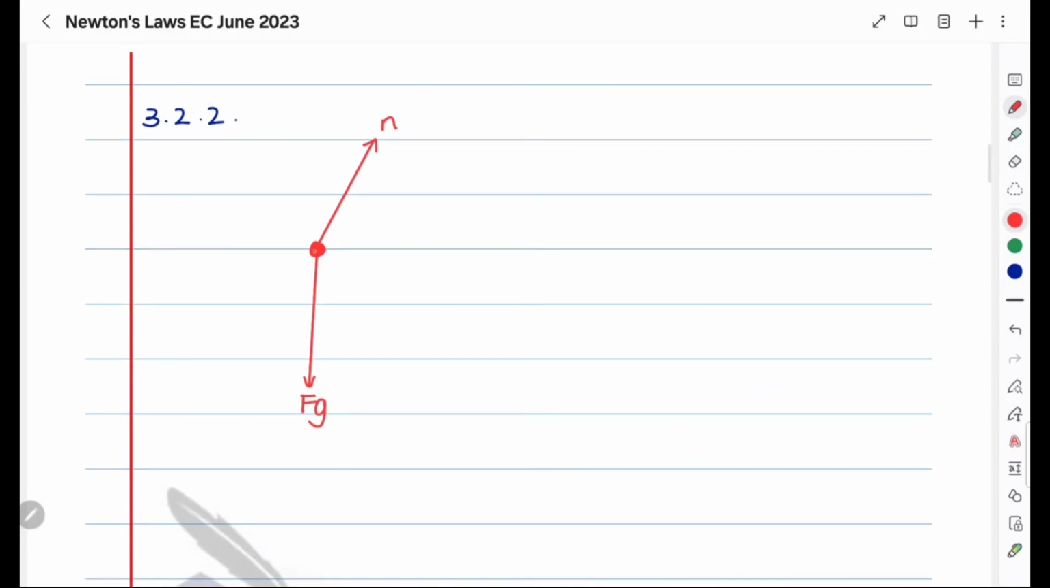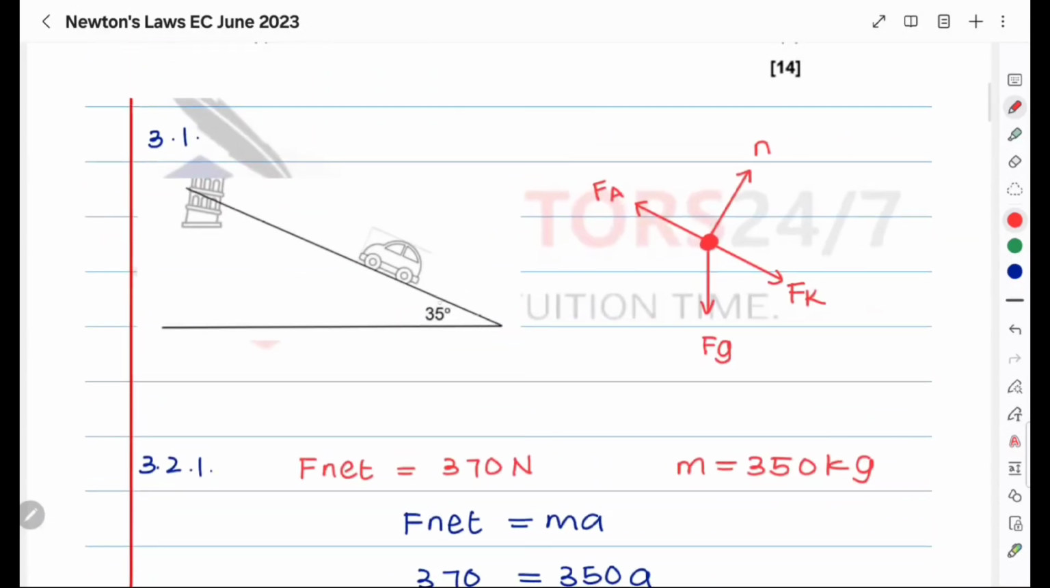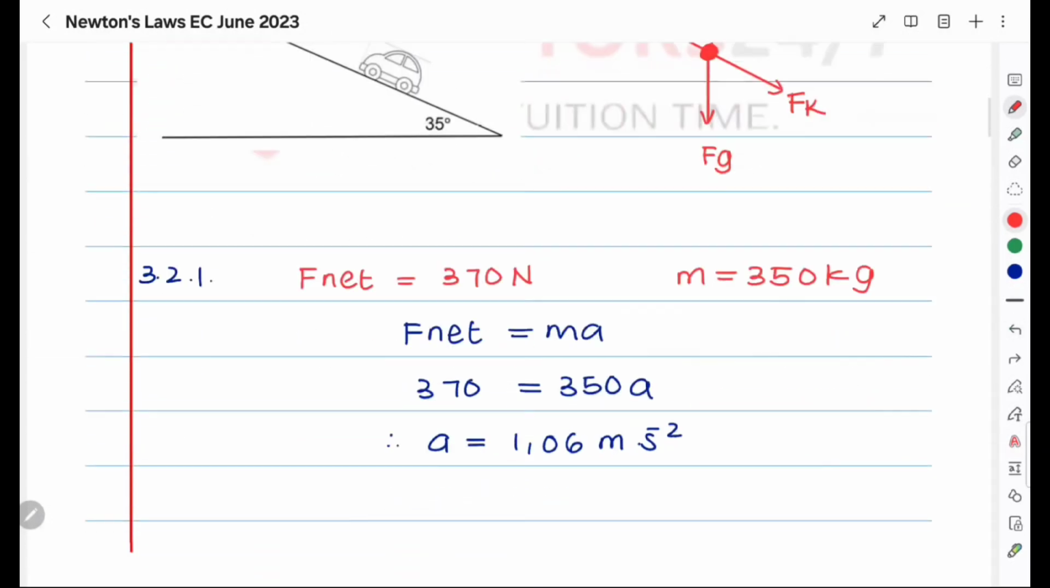Then we have the components of Fg. So we have Fg perpendicular and we have Fg parallel. And don't forget, the angle of inclination of the slope will be the angle between Fg perpendicular and Fg. And that angle is 35 degrees.